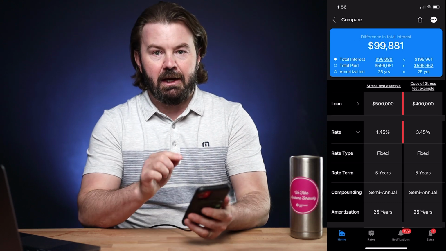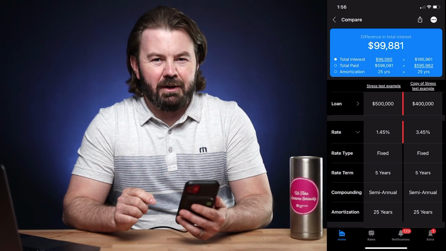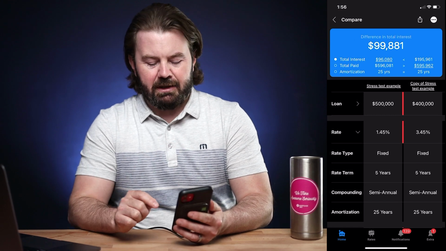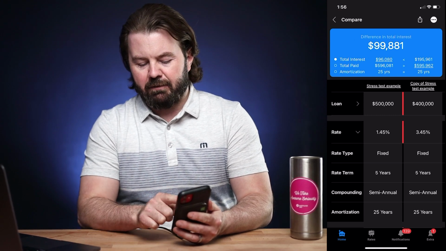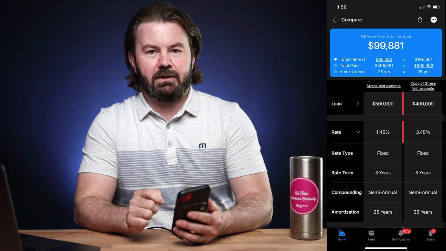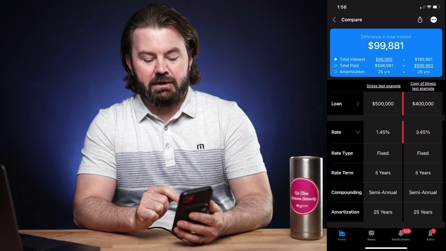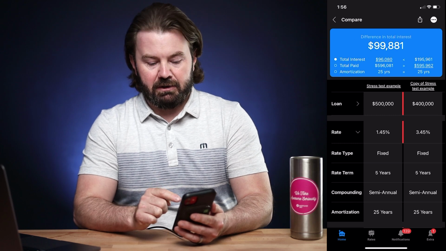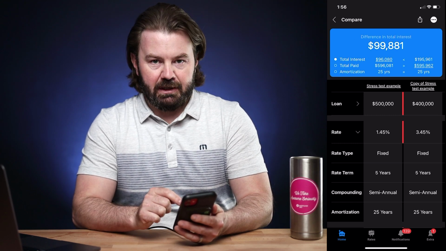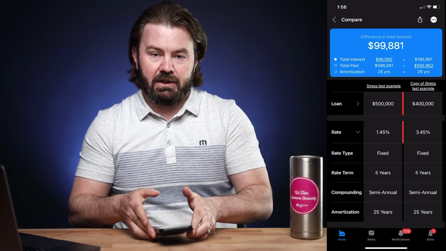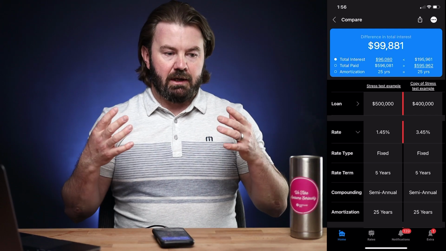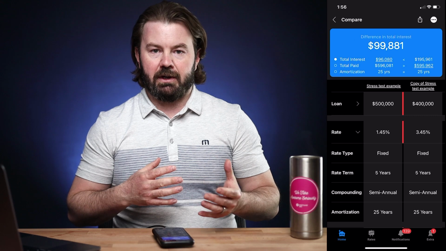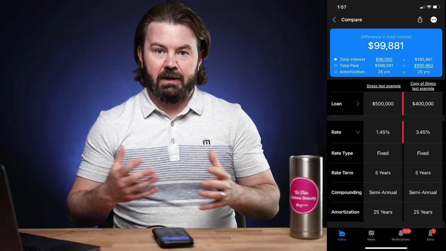Because at the end of the day, and my math's not good at the best of times, that's why we have calculators like this, but if I'm not mistaken, 400,000 plus a $99,000 difference in interest costs over time is pretty much exactly the same as paying $500,000 for the house and paying 2% less at 1.45% interest rate. So it's really simple. It's a really easy tool to use in order to figure out how much you qualify for if interest rates go up.